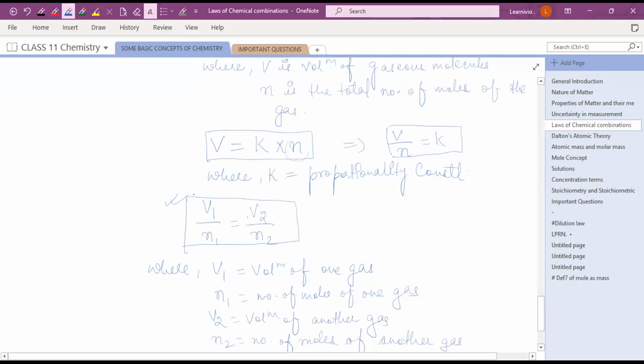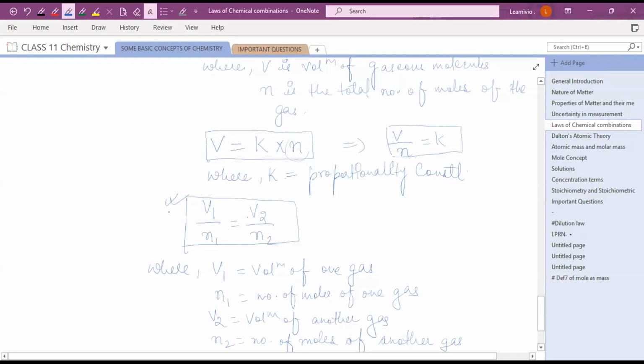And only, for example, only the volume of another gas or only the number of moles of another gas, and they will ask you what is the volume of the second gas. Okay, so out of these four, any three things will be provided in the question, and the fourth one they can ask in the question.